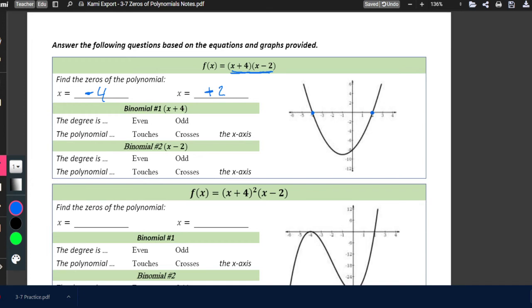When we're talking about degrees of binomials, we're actually looking for the power that's on the outside. So you don't see one because it's implicit that x plus 4 is to the first power. And when anything's to the first power, it is considered odd. And as we see in our graph, it doesn't just touch the x-axis, it crosses the x-axis. Same thing for our second one. So we can imagine that x minus 2 is to the first power. So it's also odd. And as we see in our graph, it also crosses.